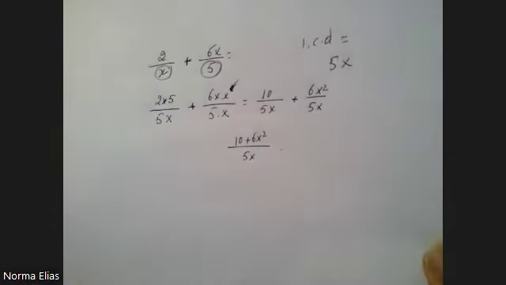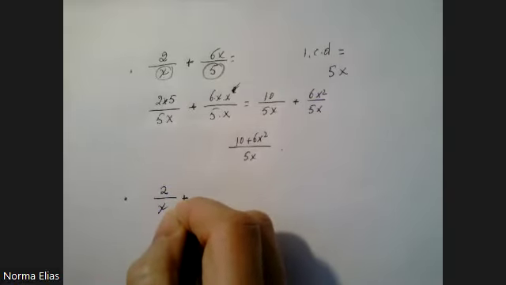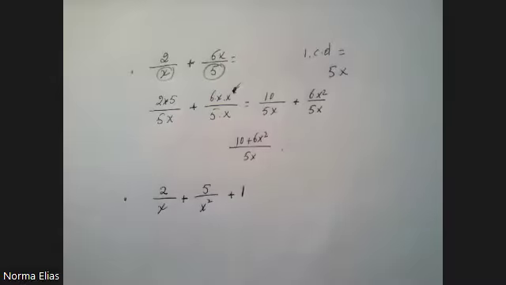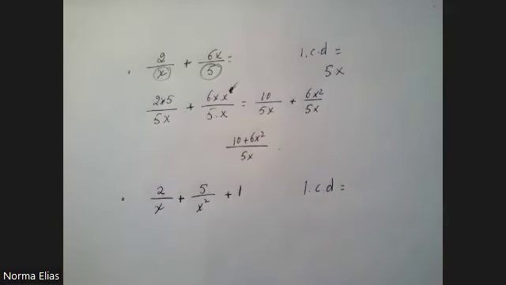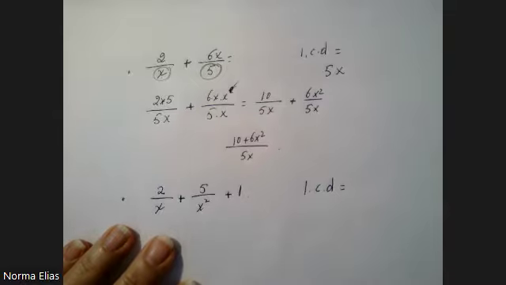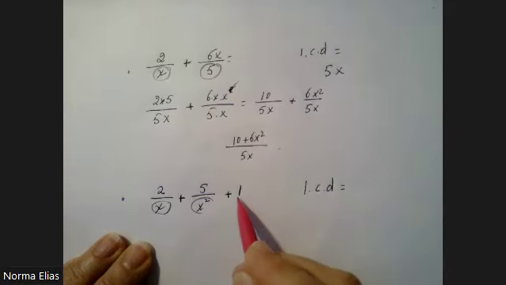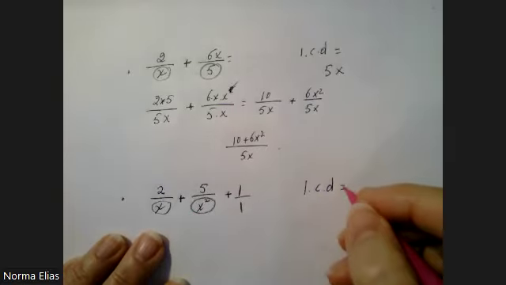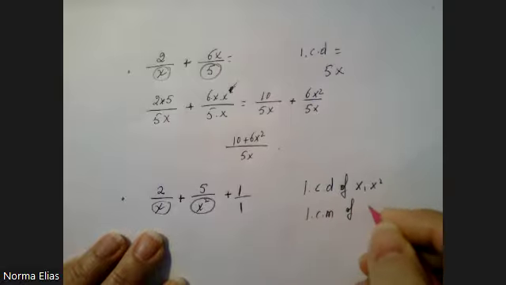Okay. 2 more problems along the same line. 2 over x plus 5 over x squared plus 1. Okay. Again, back to you. What's the least common denominator in this scenario? So the least common denominator is the same thing as the least common multiple. Now this 1 is divided by 1. That's how it's the least common multiple of x and x squared. So the least common denominator of x and x squared is basically the least common multiple of x and x squared.